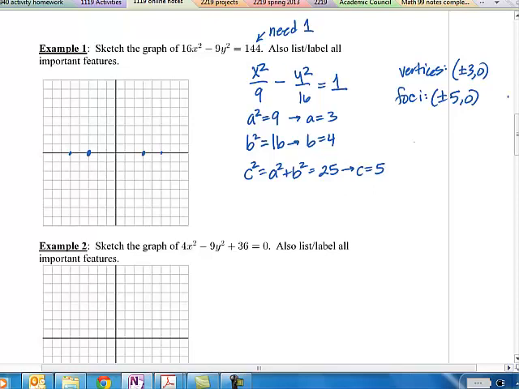And let's see, asymptotes we can get to. If we sketch in using b equals 4, we can sketch this central box. And we can see that the slope of the asymptotes is going to be 4/3, rise over run. Positive or negative 4/3 x. Sketch those in.